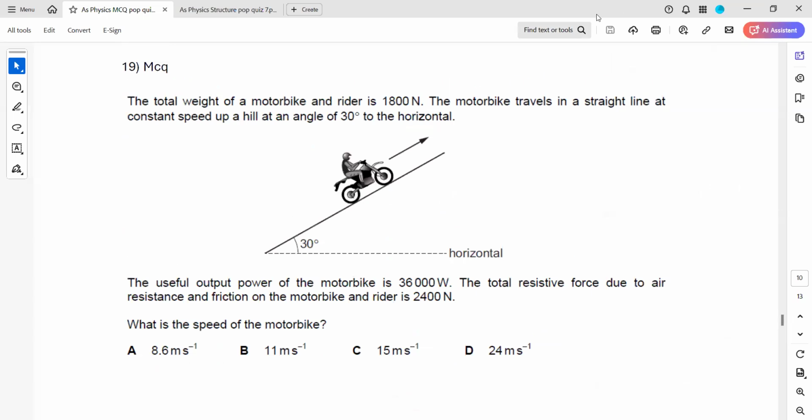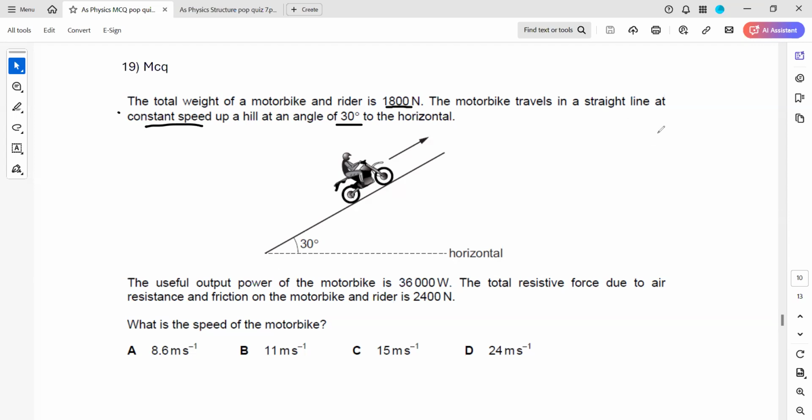Question 19. The total weight of a motorbike and a rider is 1800 newtons. The motorbike travels in a straight line at a constant speed, which is at an angle of 30 to the horizontal. The useful power of the motorbike is 36,000 watts. The total resistive force due to the air resistance and the friction is 2,400 newtons. What is the speed of the motorbike?